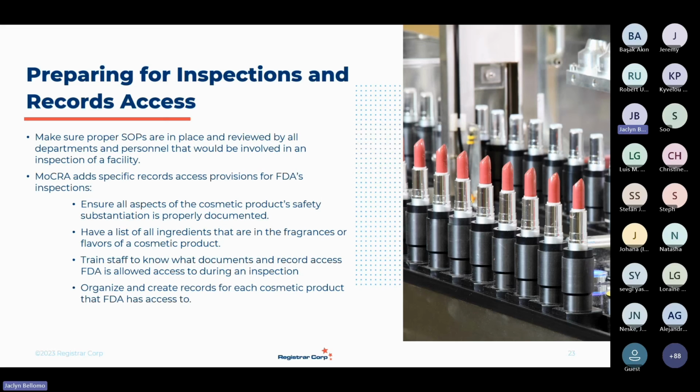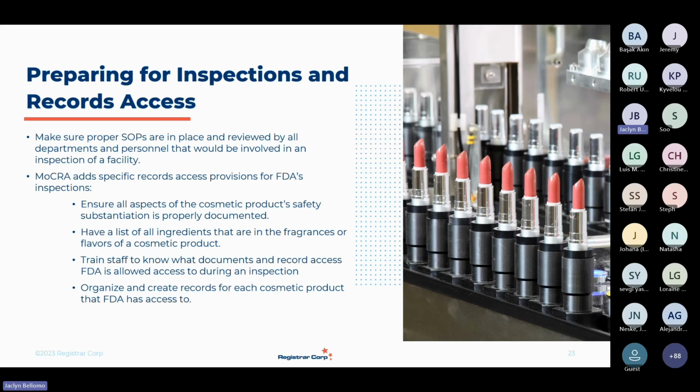Because MoCRA adds that specific record access provision for FDA inspections, ensure all aspects of the cosmetic product safety substantiation is properly documented. Chances are, if you're having an inspection, and there's a public health concern, this will probably be one of the questions that FDA asks us to see. Have a list of all ingredients that are in the fragrance and flavors of a cosmetic product ready.